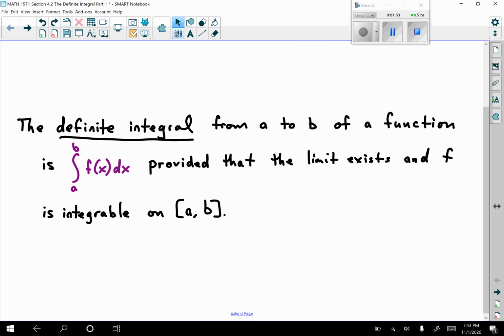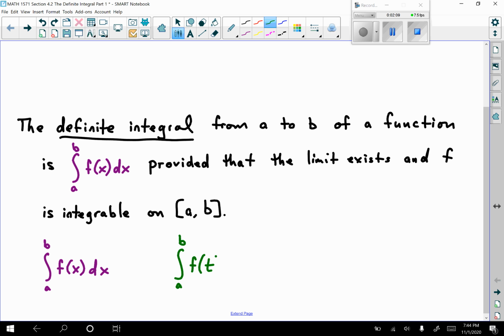We could see different variables here. Notice this very first one I have is the integral from a to b of f of x dx. Or it could be the integral from a to b of f of t dt for dealing with time. Or it could be the integral from a to b of f of r dr. Whatever variable is here, it's going to match here. If we have f of t, we'll have dt. If we have f of r, we'll have dr. Those are the different ways we could write this, and these are all going to be evaluated the same way.